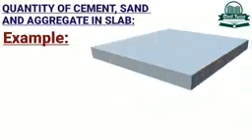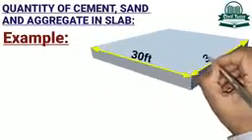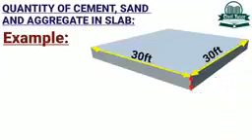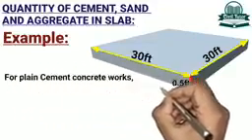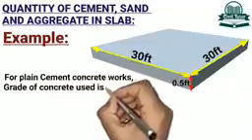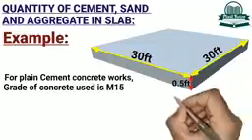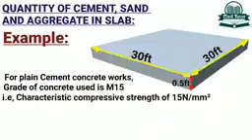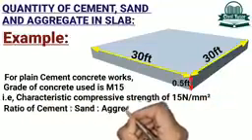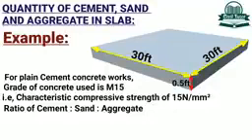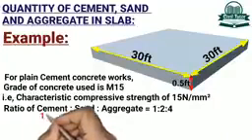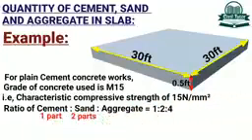Suppose we have to construct a slab of length and breadth as 30 feet each, and the thickness of the slab be 6 inches, that is 0.5 feet. For plain cement concrete works, the grade of concrete used is M15. That is, we have to achieve the characteristic compressive strength of 15 Newton per mm square. The ratio of cement, sand and aggregate used for M15 grade of concrete is 1:2:4. That is, 1 part of cement is mixed with 2 parts of sand and 4 parts of aggregate.